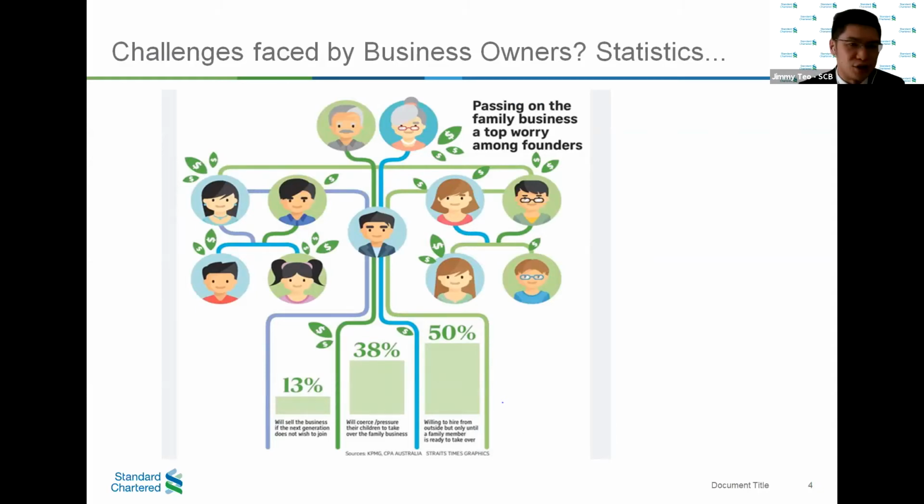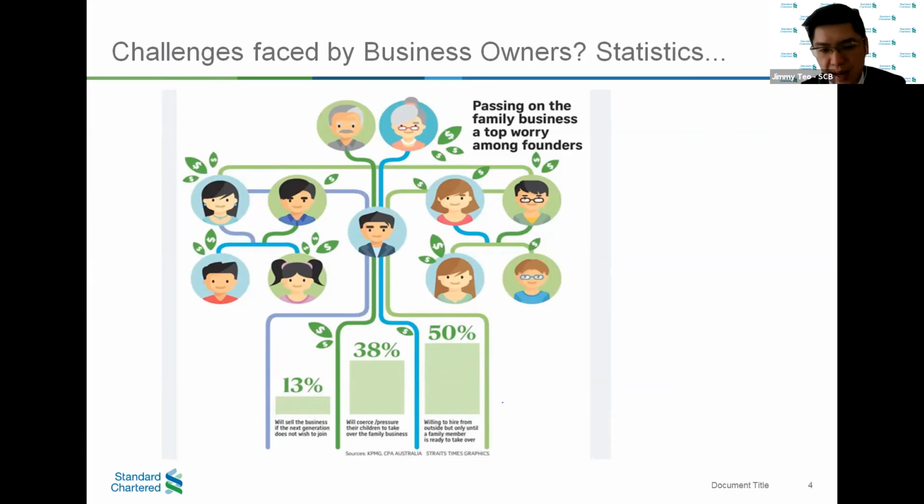Okay, so I mentioned, other than the usual financial and operational business challenges, I just want to highlight and share this interesting article. Up to a certain point in time, the main challenge that a lot of business owners, when we engage with them and get feedback, often share is, look, this is tough. As the article here says, passing on family business is a top worry among founders. In case you can't read the bottom, let me share with you. At the bottom, there are 3 statistics. This article is taken from the Straits Times.